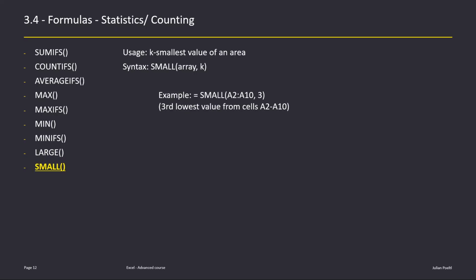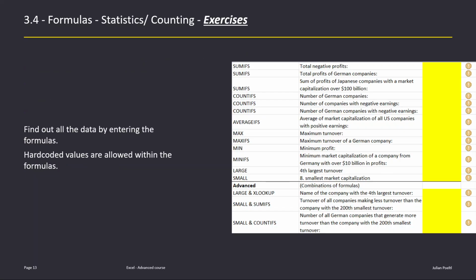And SMALL is the other way around from LARGE. It is from the bottom, so to speak. It's the k-th smallest value of an area, and also with that constraint that this isn't counting the unique values. So with this, we are at our next exercise. I will link it in the video description, and the following video will then be a solution for this exercise.